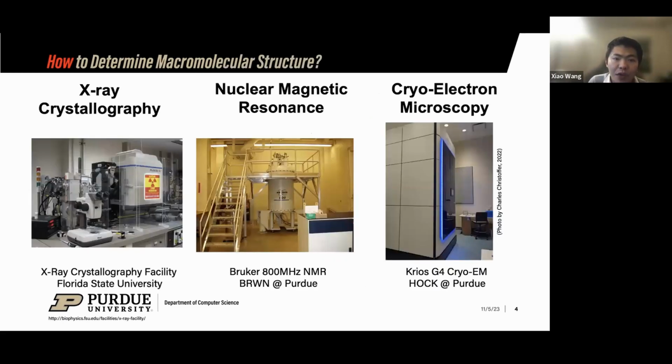There are typically 3 ways to determine macromolecular structures. The first is X-ray crystallography. That's to say, we first crystallize the structures, and when the X-ray beam crosses those structures, the crystallized atoms will make the X-ray diffract in different directions.